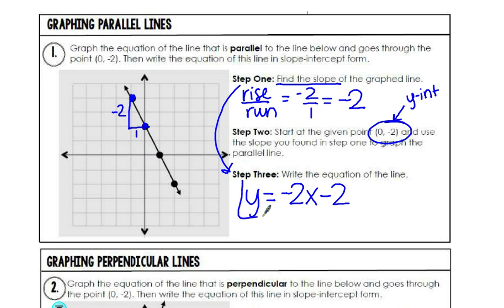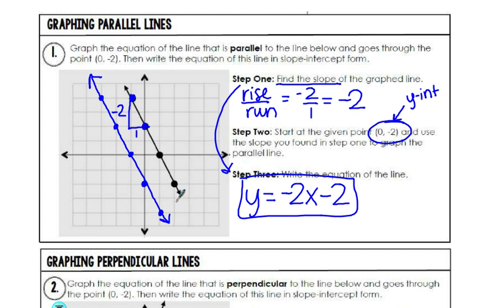Anyways, I'm going to go ahead and graph my new line now. My y-intercept is down here at negative 2, and I have a slope of negative 2, so down 2 over 1. Now I'm going to go the opposite, up 2 over 1, up 2 over 1. And now my lines are parallel. Notice how they are not touching each other.